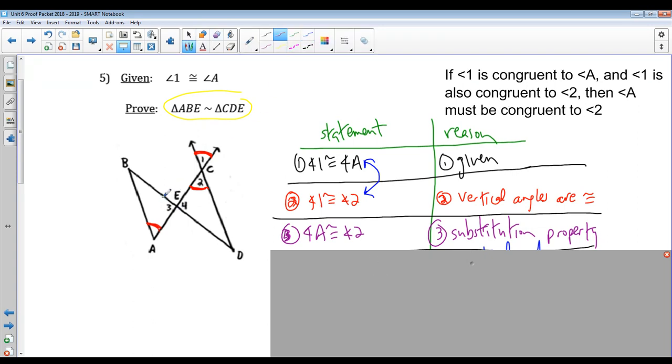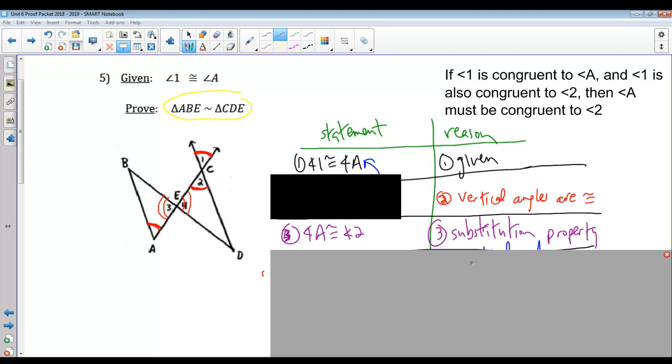We only have one to go. This should be automatic. All right, when you see these bow tie relationships, you should always be looking for your vertical angles. But you can write that in on step 4. You can say angle 3 is congruent to angle 4 because vertical angles are congruent. And that's my second pair. All right, that's all there is to it.